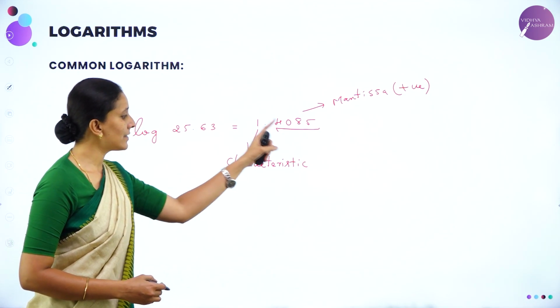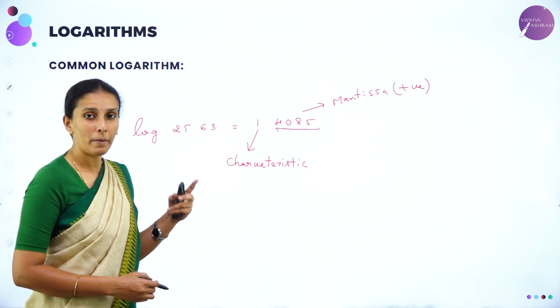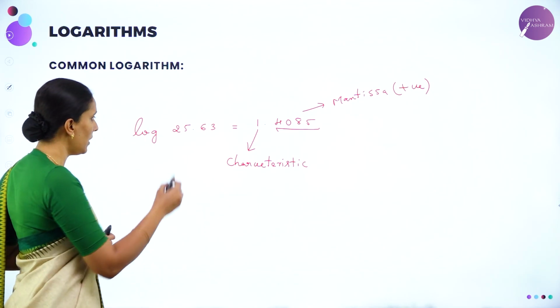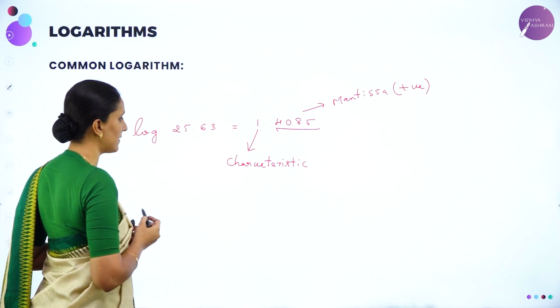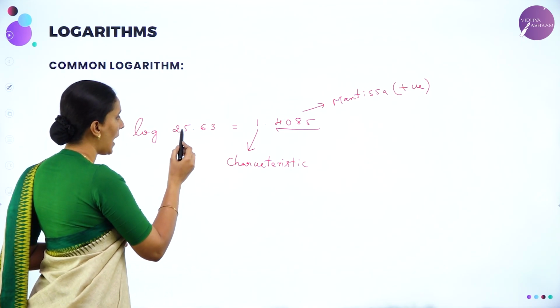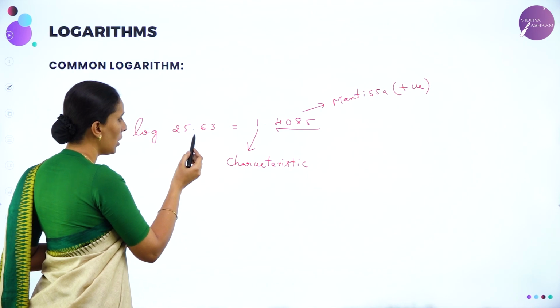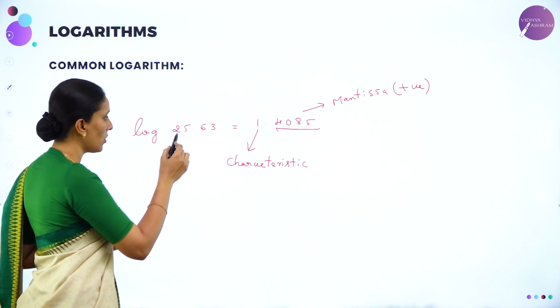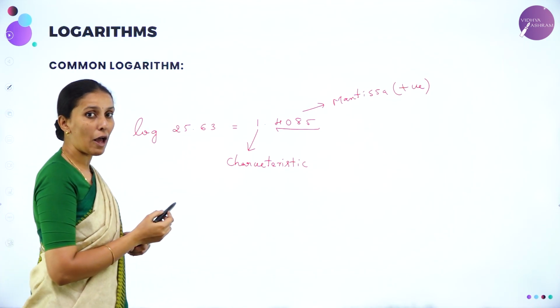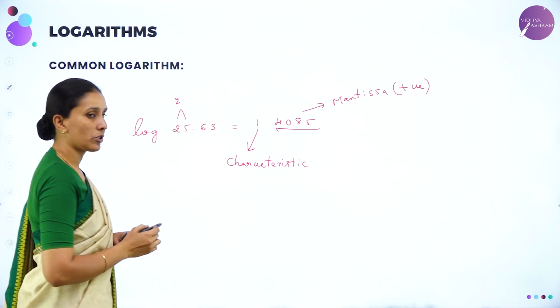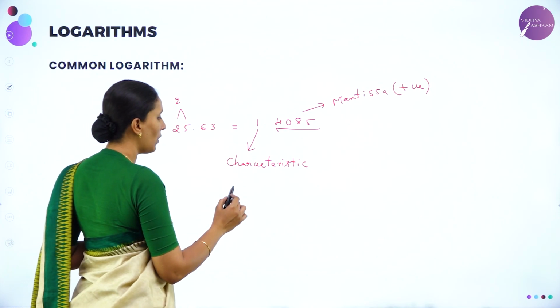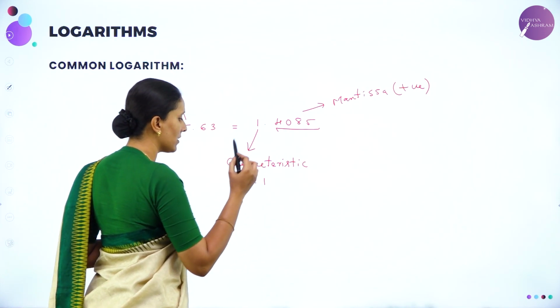The characteristic of a number can be found by inspection. For example, here I have taken log of 25.63. What I will do is count the digits before the decimal point. How many digits do we have before the decimal part? We have 2 digits. So the characteristic here will become 1, in the form 2 minus 1.